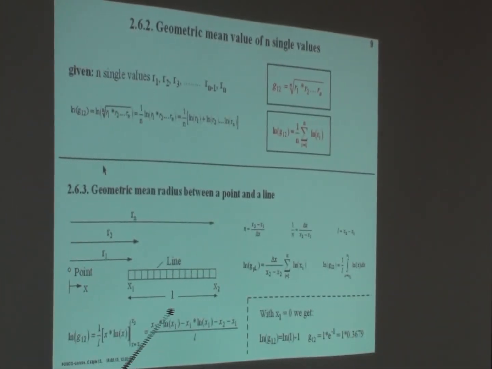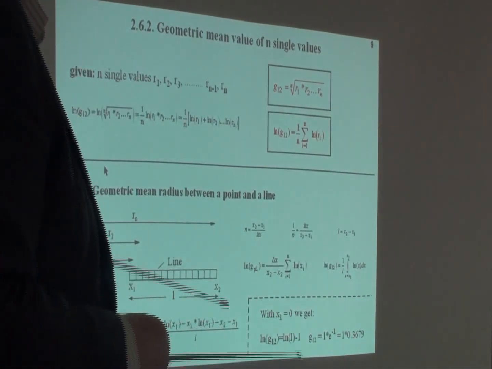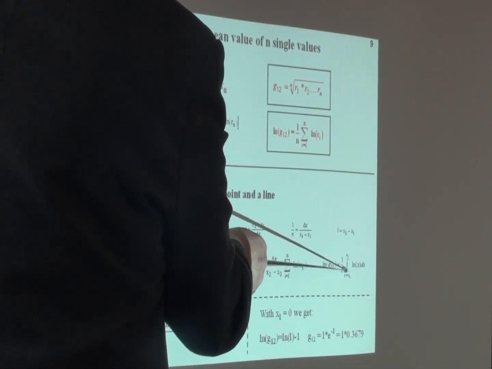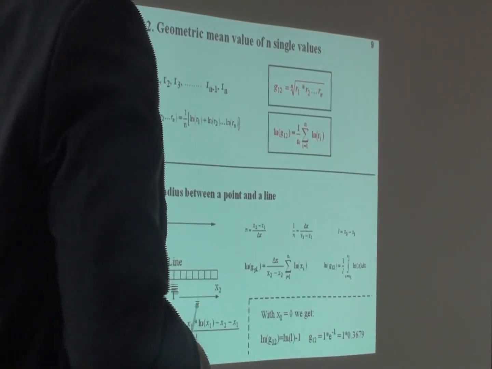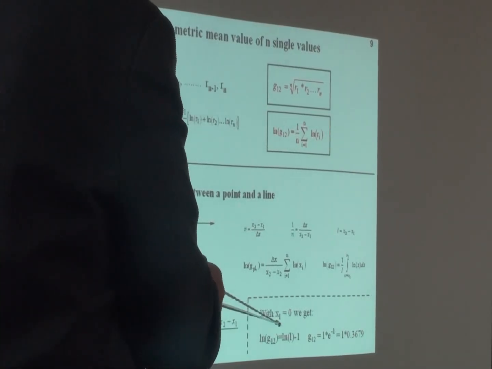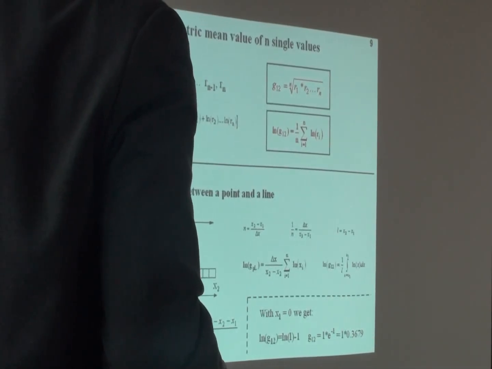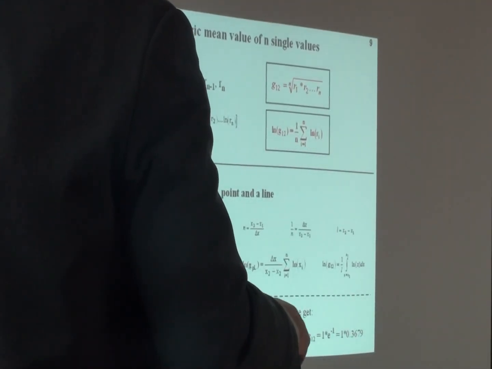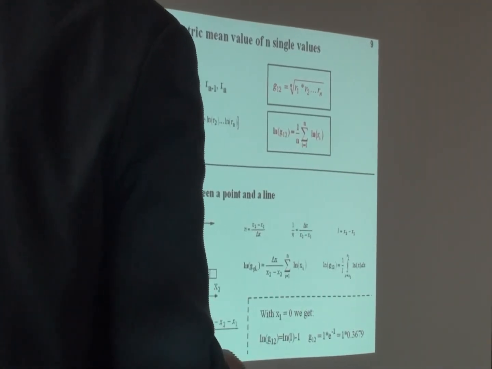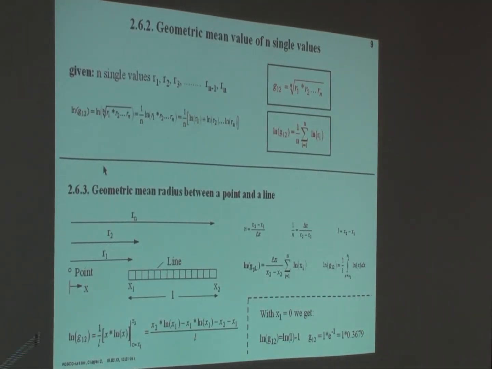If we do this, we will get here such an expression from the last side here. We will integrate the ln, and so on. And for this line, this is done here. When x1 is 0, we get here the geometric mean radius from a point to a line, and if not 0, we have to use this formula, and then we get the geometric mean radius.